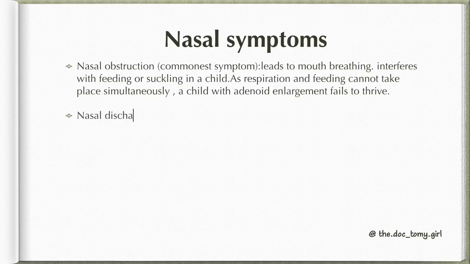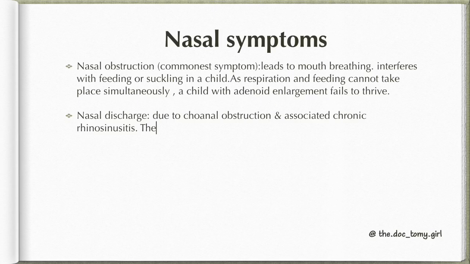Next symptom is nasal discharge. It is partly due to choanal obstruction, as the normal nasal secretions cannot drain into the nasopharynx, and partly due to associated chronic rhinitis. And the child often has a wet, bubbly nose. So the child has a wet, bubbly nose in cases of adenoid enlargement.